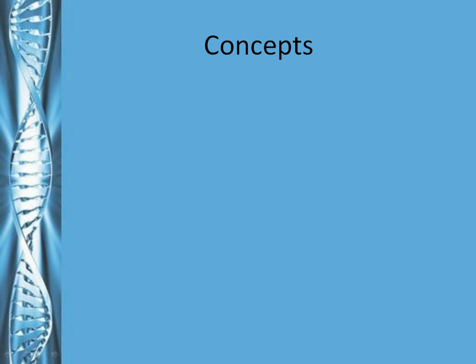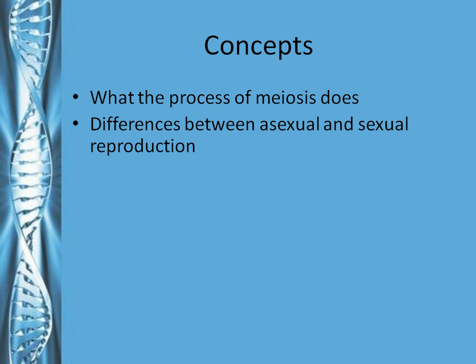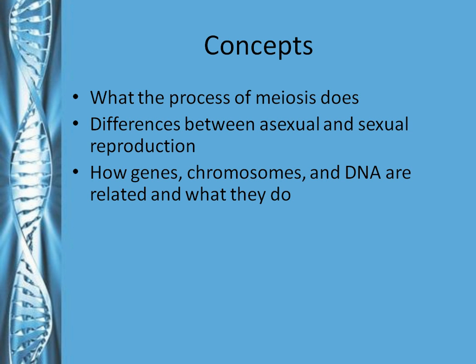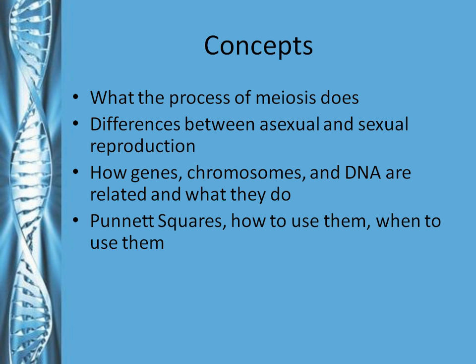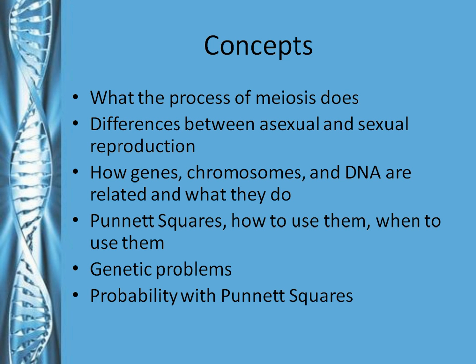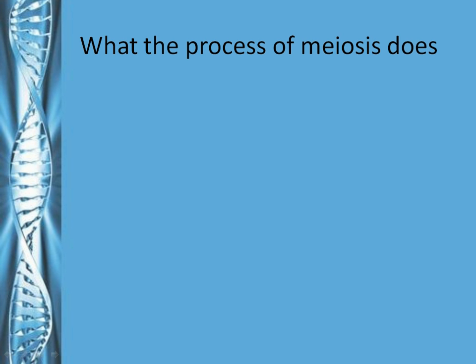The next item are the different concepts. We'll go through first what the process of meiosis does, follow that by the difference between asexual and sexual reproduction, then move on to how genes, chromosomes, and DNA are related and what exactly they do, Punnett squares and how to use them and when to use them, and then finally some genetic problems that relate to the probability with Punnett squares. So first of all, what does the process of meiosis do?